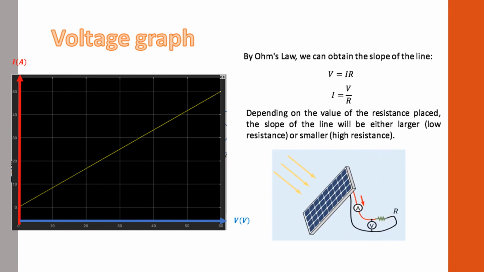The following graph is the voltage which can be obtained if a resistor is placed between the terminals of the panel circuit, as shown in the image. As we can see, it is a straight line whose slope can be obtained by Ohm's law. Depending on the value of the resistance placed, the slope of the line will be either larger, low resistance, or smaller, high resistance.